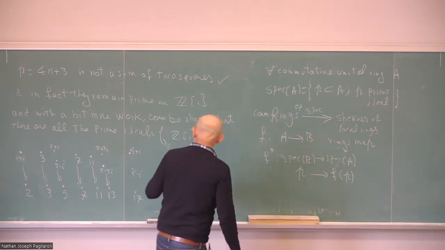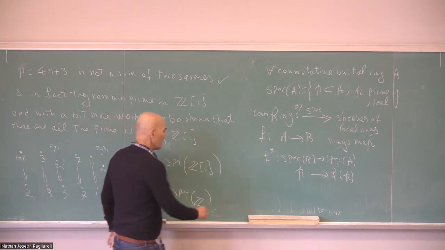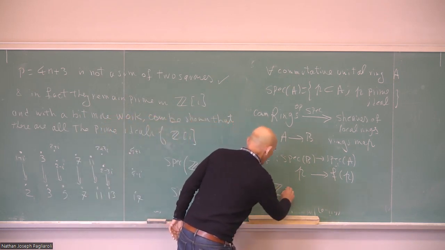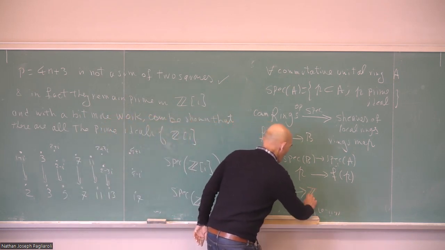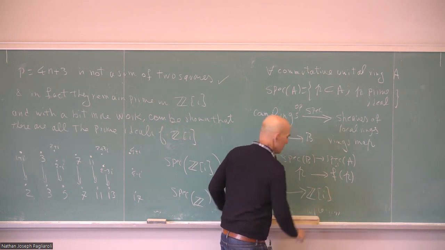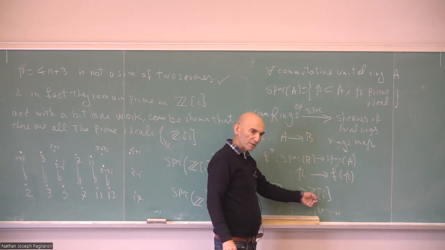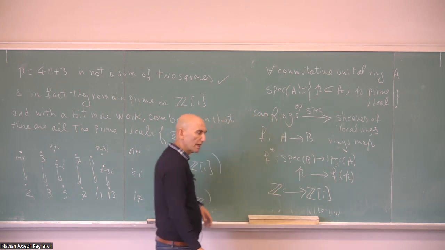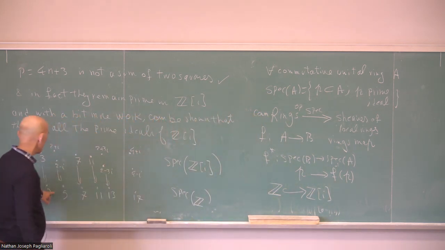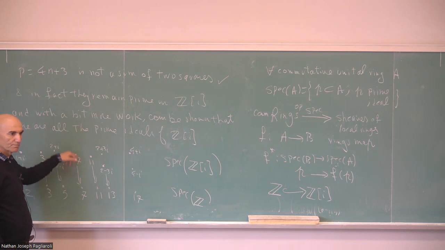Now this comes from the natural embedding of Z in Z[i]. You get a map from Spec Z[i] to Spec Z, and I'm saying that this corresponds to this map that we constructed here.